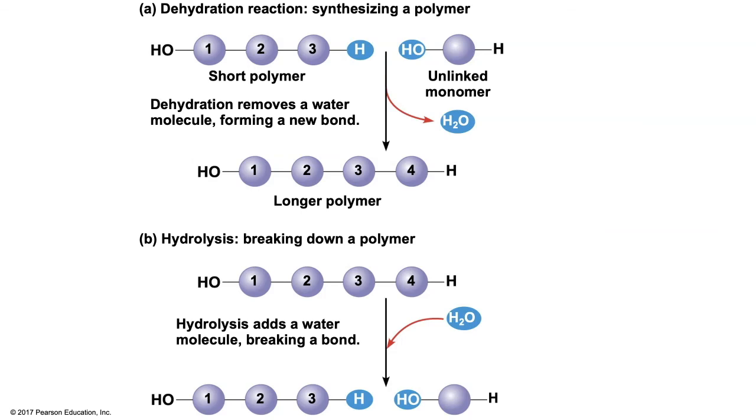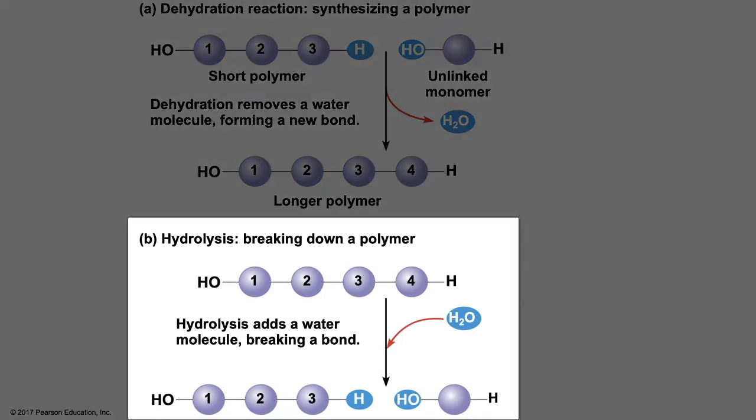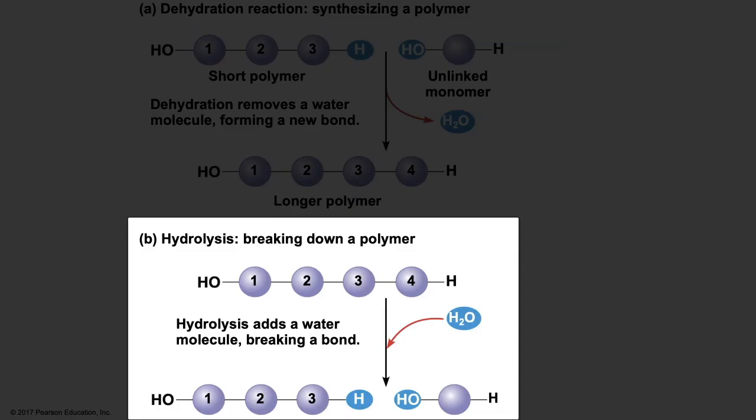So how do we disassemble polymers? We use a reaction called hydrolysis. Hydrolysis is essentially the reverse of that dehydration reaction. In image B, we're shown that 4 monomer polymer that we just created using the dehydration reaction.